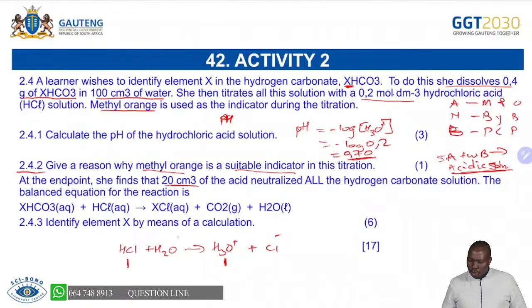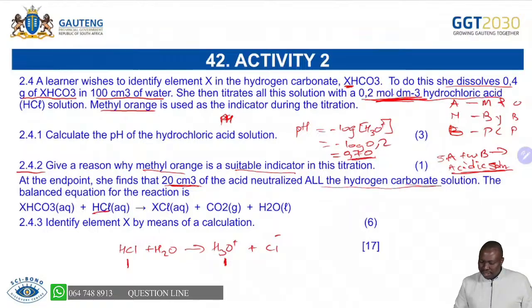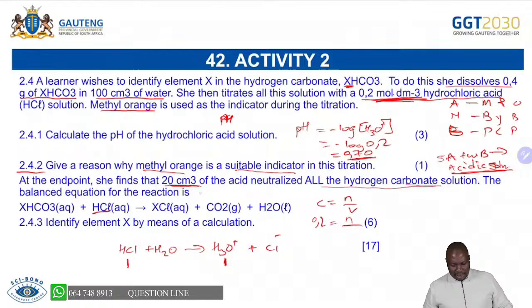For example, you have seen that you had 0.2 moles per cubic decimeter of hydrochloric acid, and then at the end point you had 20 mL of the acid that neutralized all the hydrogen carbonate. So you can see that for HCl, you have C equals n over V, which in this case the C was 0.2, and then you have your n over V. The volume that was used was 20 cubic centimeters.